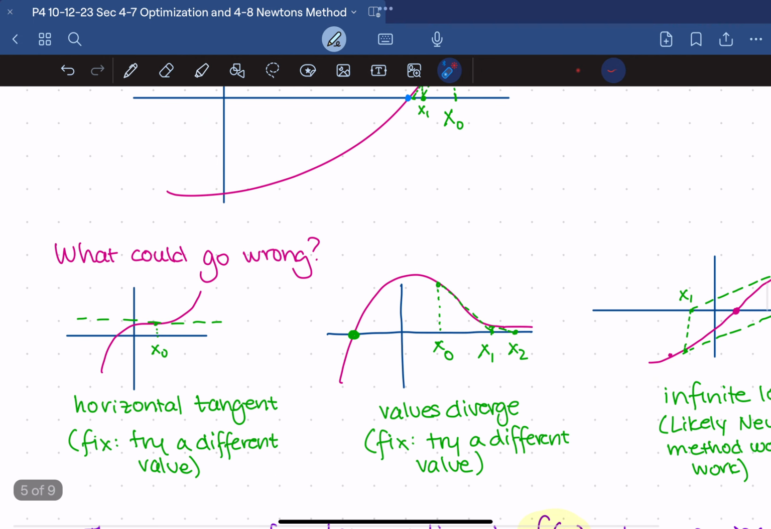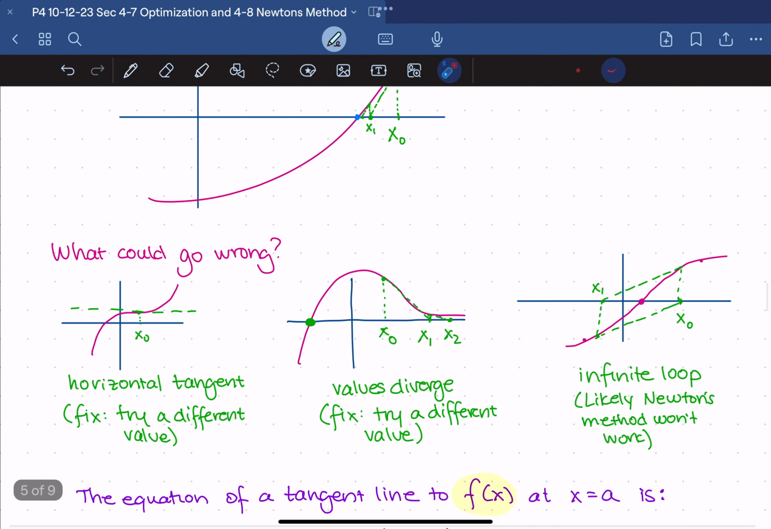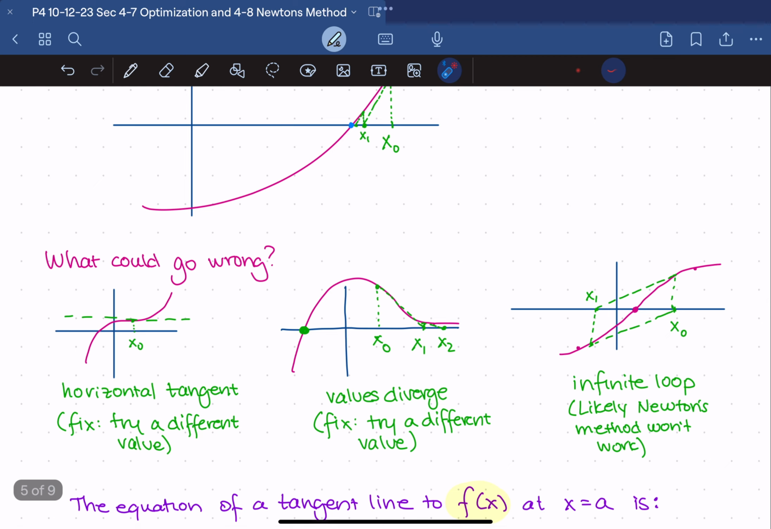So what could go wrong? Well, there's a few things that could go wrong. One is, let's say that your seed just so happens to be where there's a horizontal tangent line. So it never intersects. You never get a new value of x. If that happens, just try a different value. So that's an easy fix.